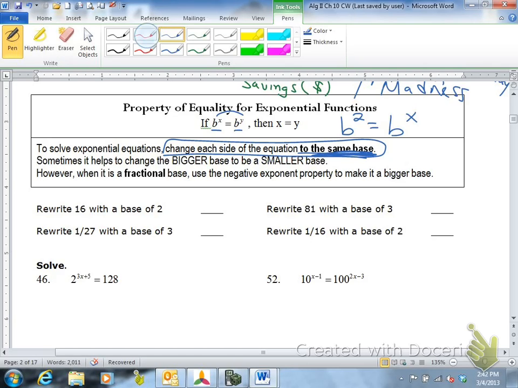And here are some tips. Sometimes it helps to change the bigger base to be the smaller base. So if you had to choose between 2 and 16, you want to change 16. It's bigger. However, when you have a fraction, you use the negative exponent property. For instance, if you had 1/2, you can change that to 2 to the negative 1 to make it a bigger base.